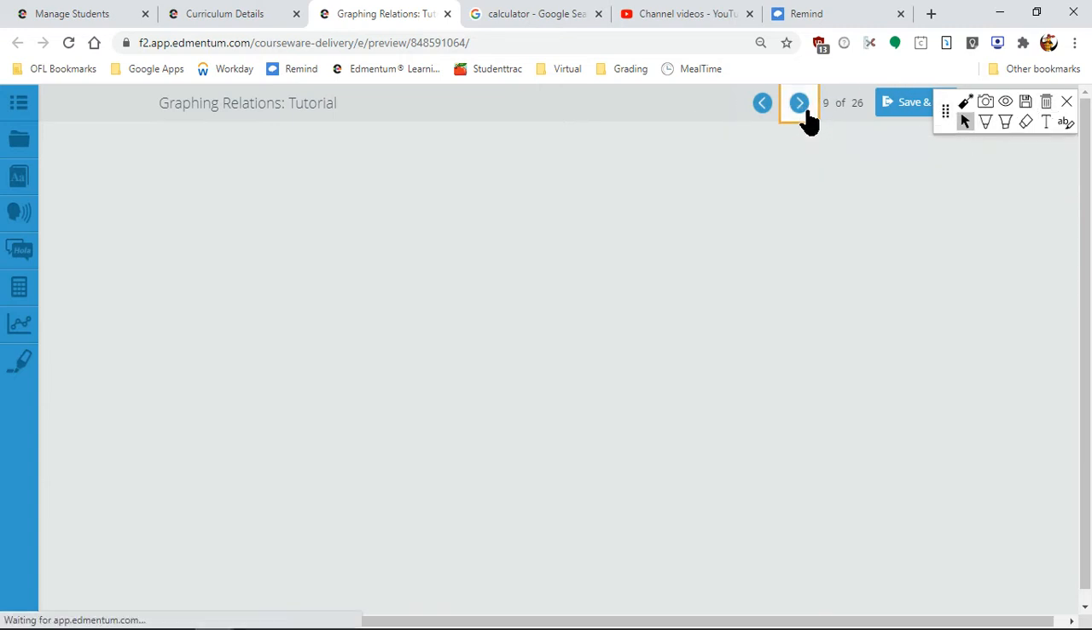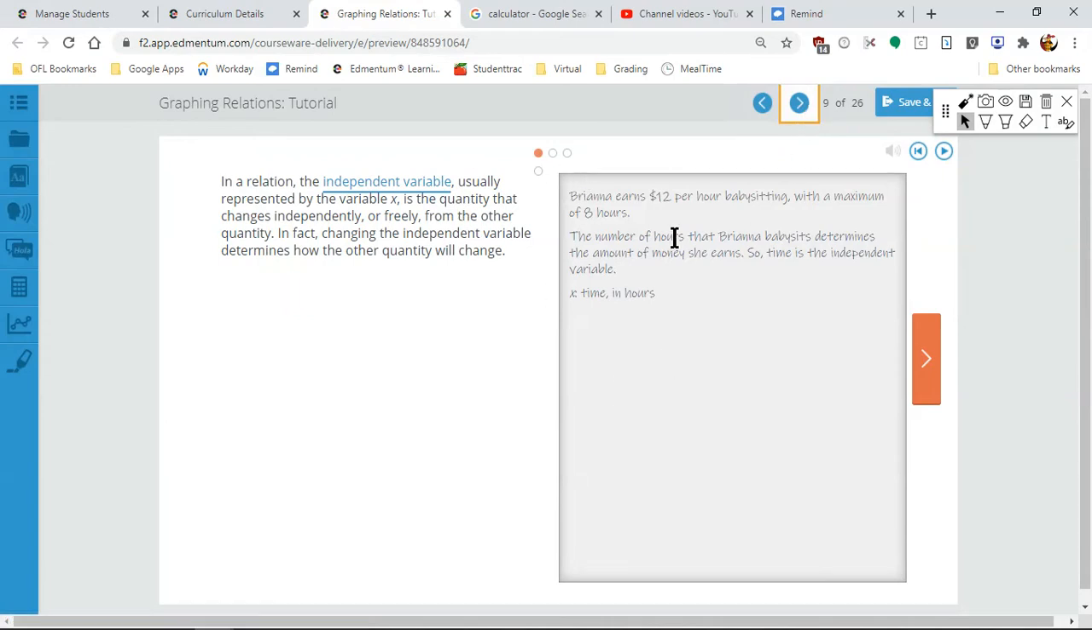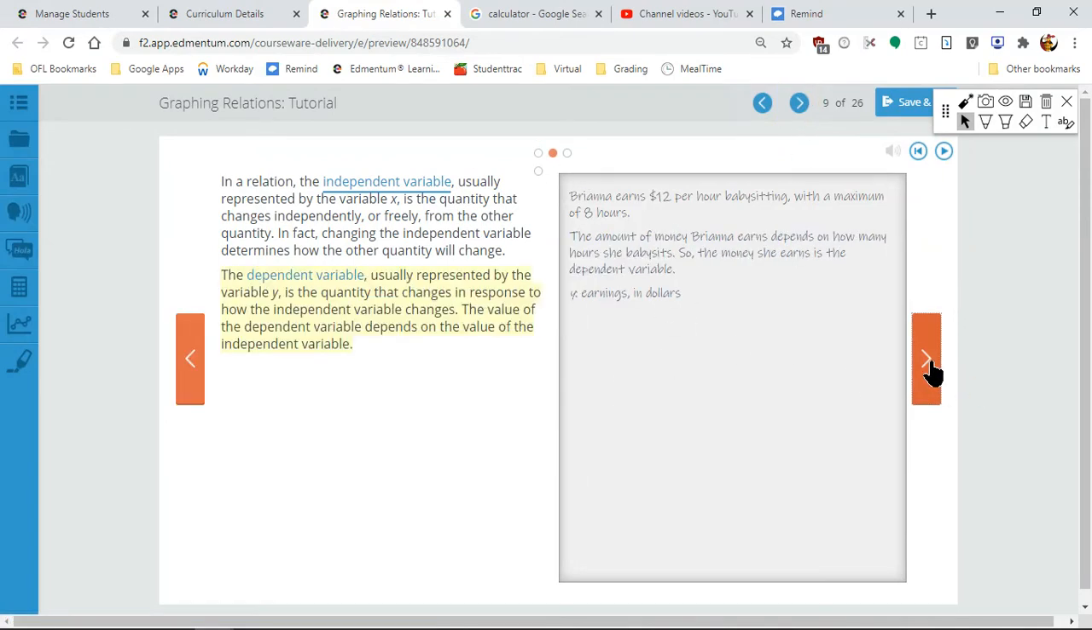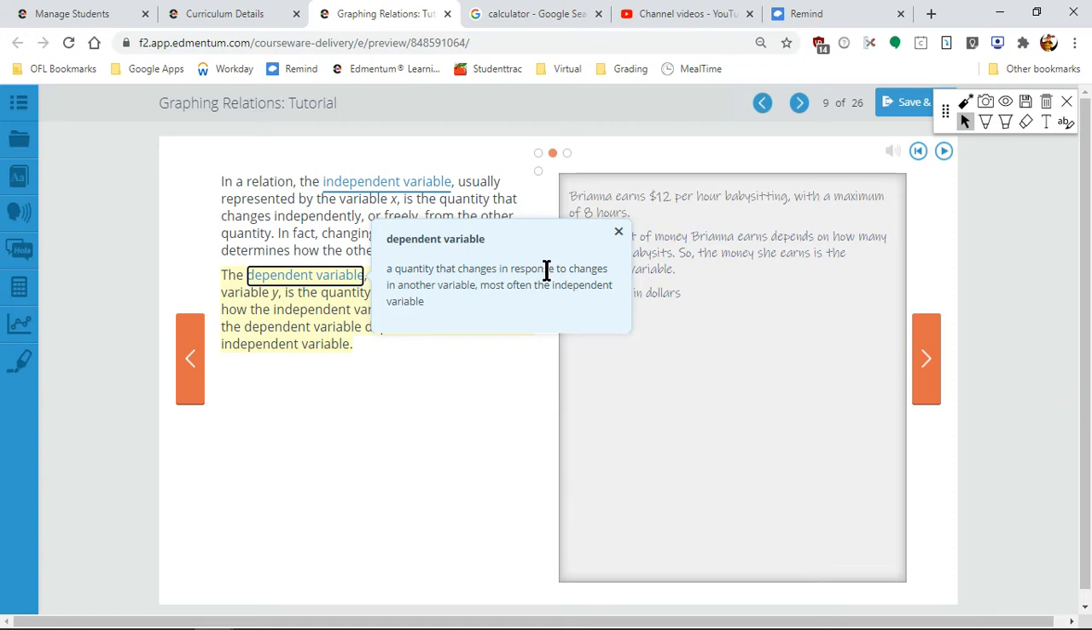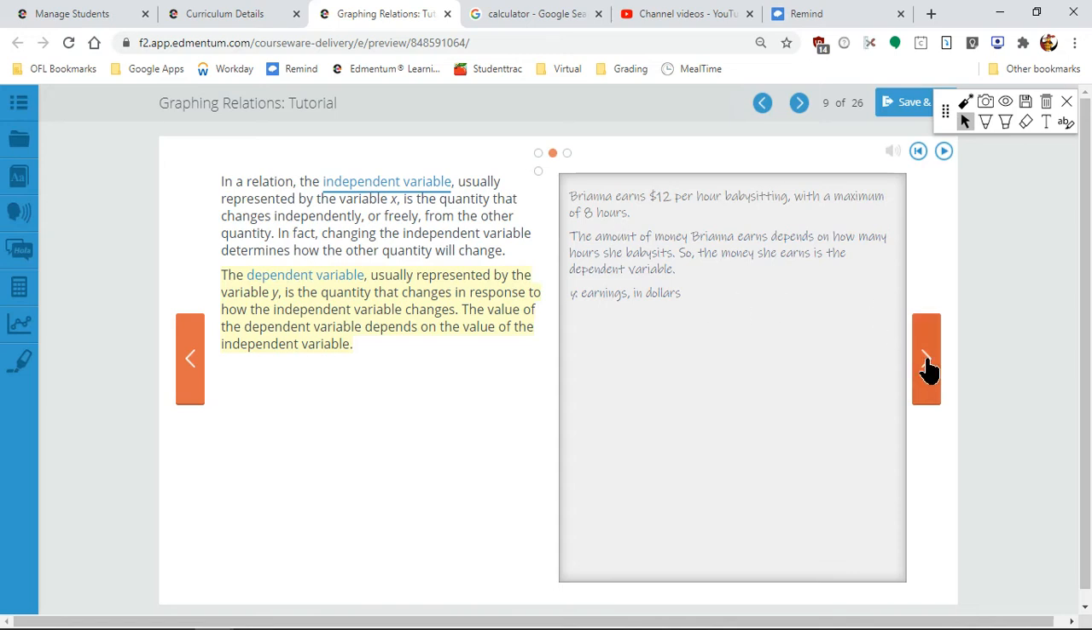So let's take a look at this. Again, we have our independent variable. Like I said, it's a quantity that changes freely. We can't determine it, but it might affect other values. Our dependent variable, if we look at the definition, is a quantity that changes in response. It's being affected by another variable.